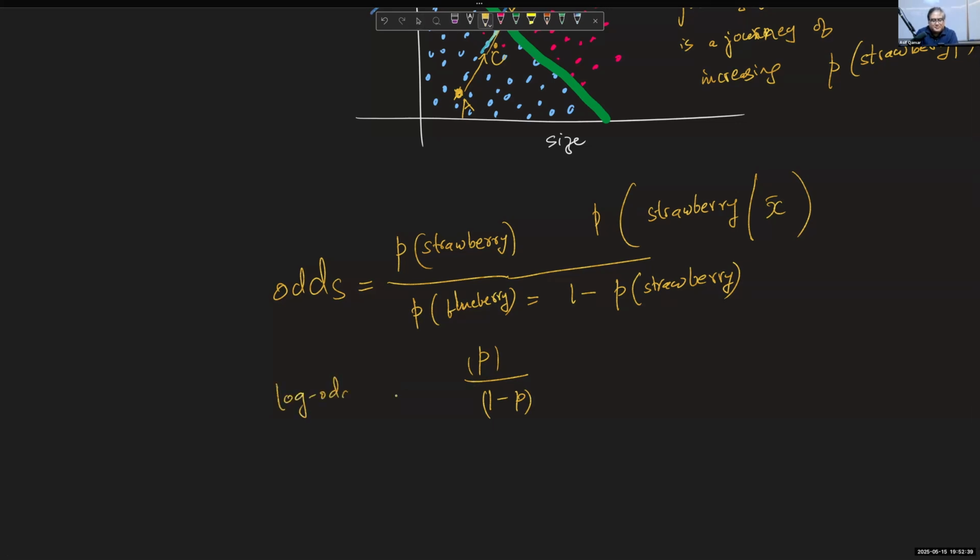Log odds. It's just more well behaved. Why? Because if you look at this number, it has the danger of blowing up to infinity. If p in the denominator is 1, what will happen to the odds? It will become infinite, right? So you don't want that. So generally, log odds is a little bit more manageable.